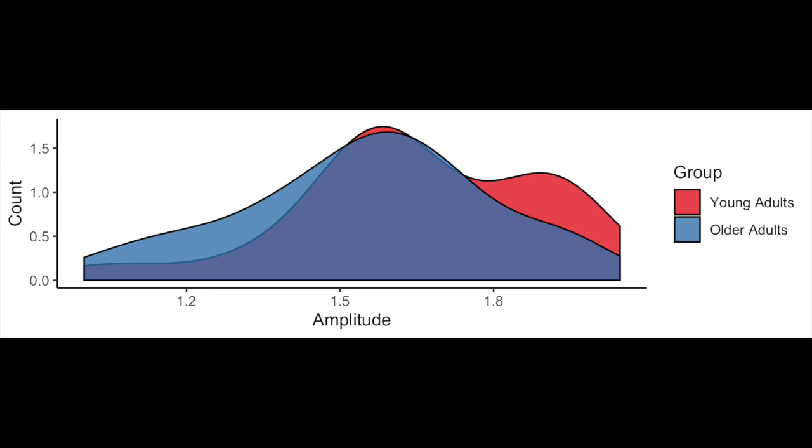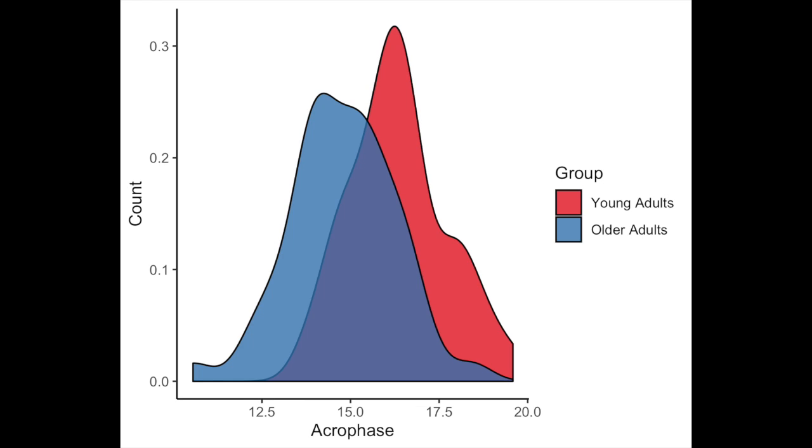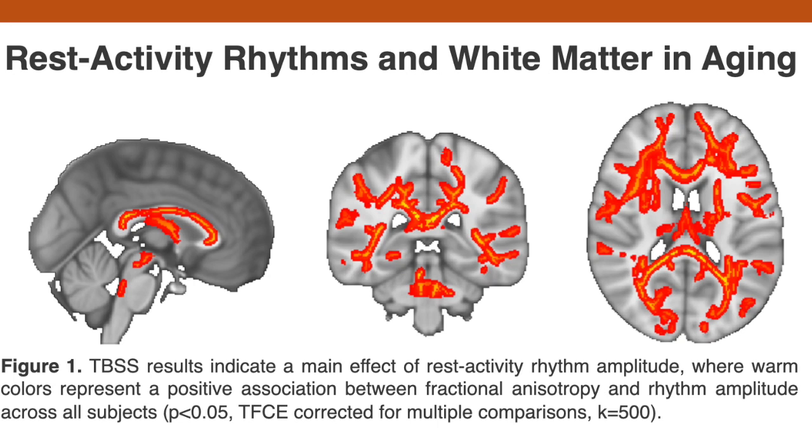We did find significant age group differences in interdaily stability, which is a measure, again, of the day-to-day stability of rest activity patterns computed with non-parametric means. We also found that older adults had an earlier phase onset, meaning that they had earlier times of peak activity. Using tract-based spatial statistics, we performed voxel-wise permutation inference with threshold-free cluster enhancement to identify significant regions associated with rest activity rhythm stability. Our results revealed a main effect of rhythm amplitude on fractional anisotropy, with significant clusters primarily in the corpus callosum, as well as the bilateral anterior corona radiata and the right superior longitudinal fasciculus.